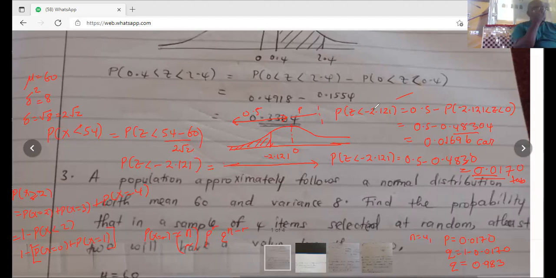And then with that, we brought in the binomial distribution. So the normal distribution helped us to find the probability of success and failure.